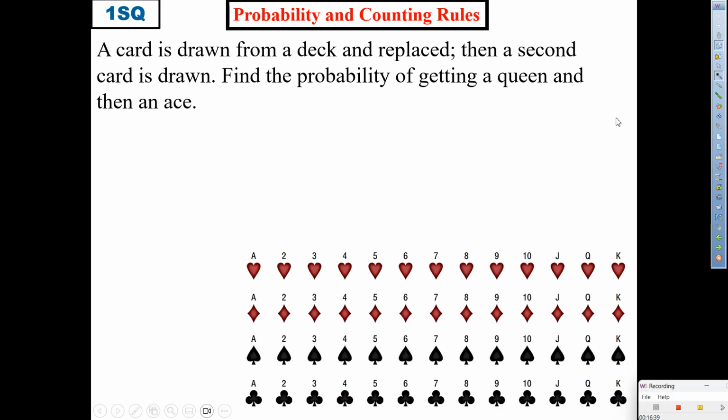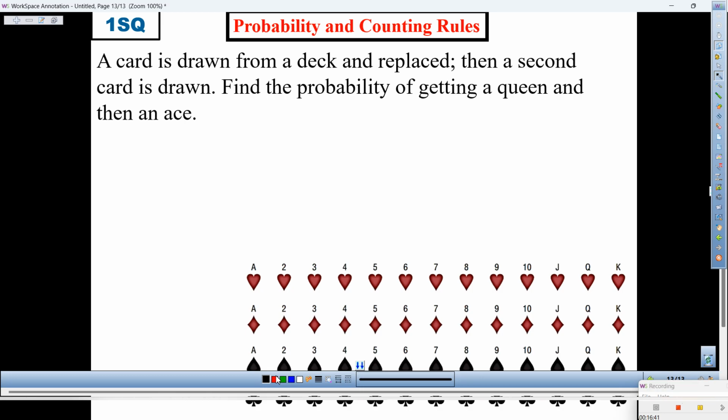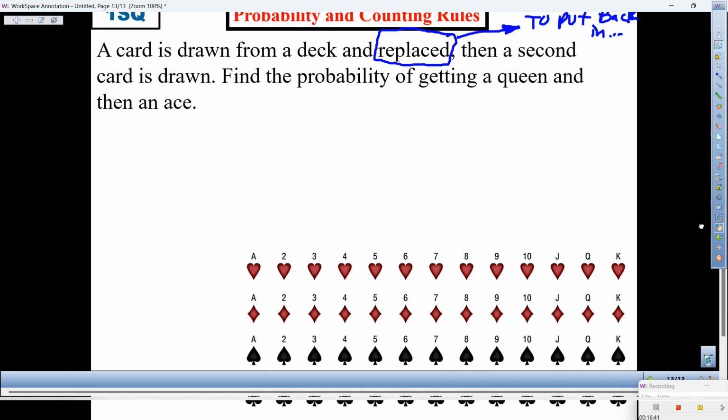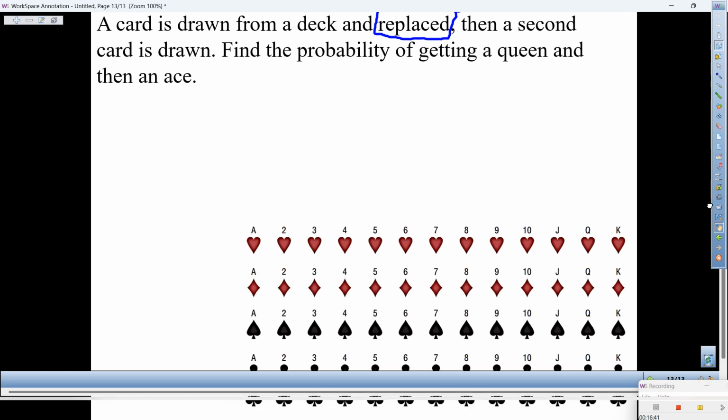It reads, again, a card is drawn from the deck and replaced. So first, before we get started, I want you to box the word replaced. Now, in terms of probability, that does not mean that they take something different and bring it in. It means to put back in whatever they're talking about. To put back in. In this case, to put back into the deck.